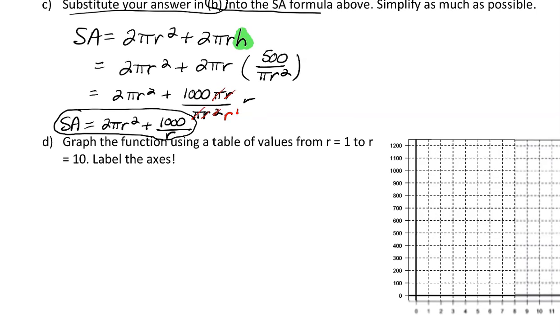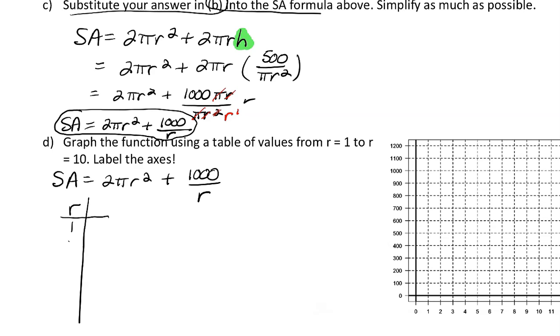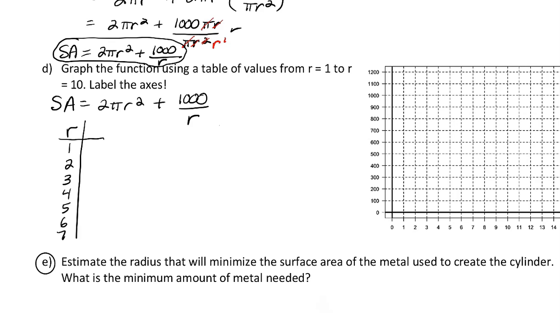And then we were told to graph the function using a table of values from r equals 1 to r equals 10, and then label our axes. So we're going to use this formula. The surface area is 2 pi r squared plus 1,000 divided by r. Making a table of values so we can graph. We're going to have r is what we're plugging in, and we're plugging in 1 all the way to 10 so we can get a good idea of what the shape looks like. We'll continue that over here, 8, 9, 10. And then the surface area, using that formula right above it.